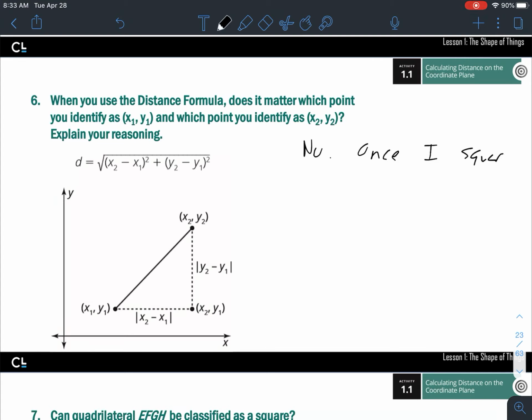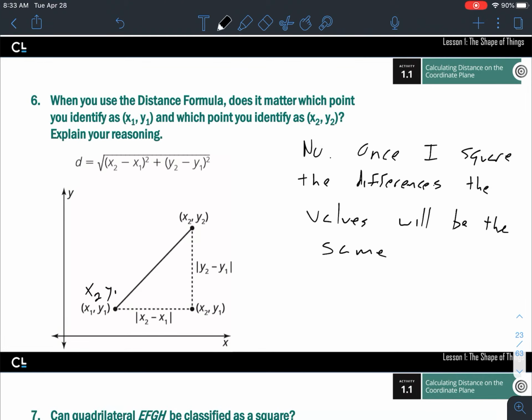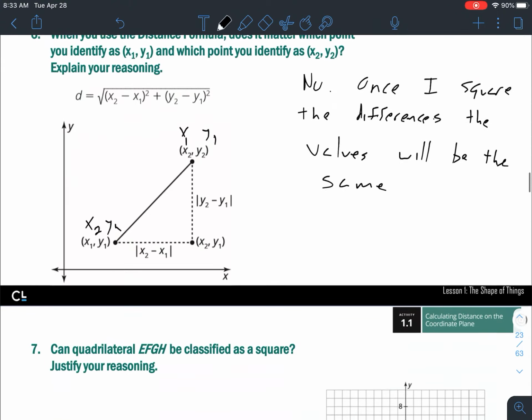Once I square the differences, the values will be the same. So it does not matter if I put this as (x2, y2) and this as (x1, y1). The only thing you have to do is wherever you put x1, y1 has to go to that next point. It can't be x1 and y2.